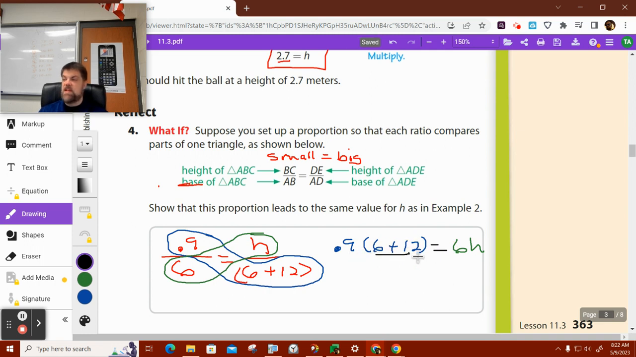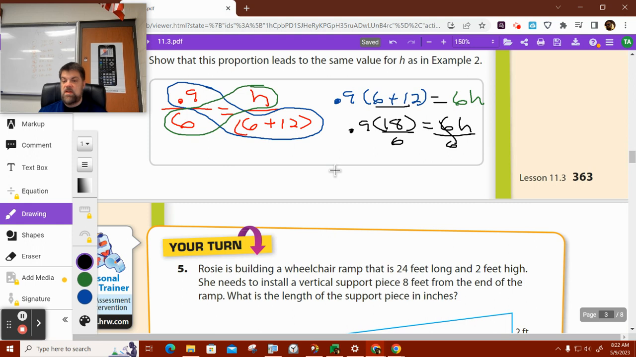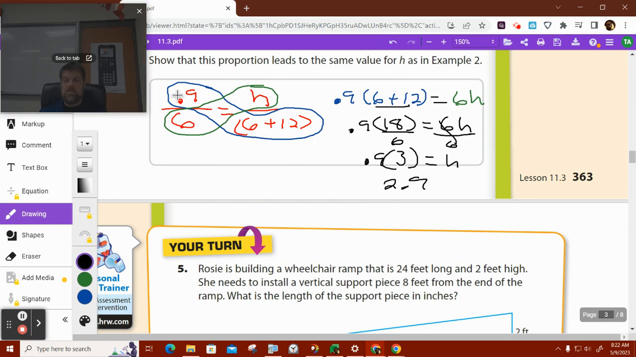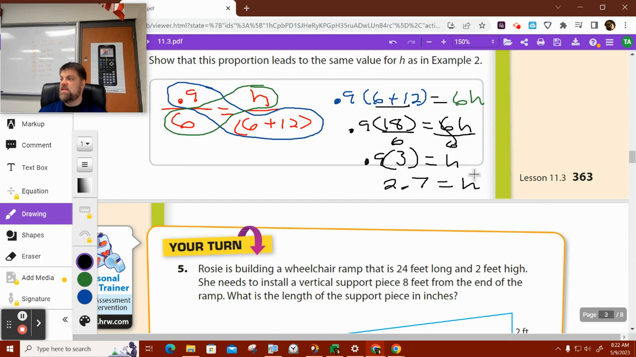So now what's 6 plus 12? 18. Times 0.9 is equal to 6h. Divide both sides by 6. Normally I wouldn't do it this way, but I want you to see it's almost identical to the other problem. So then we end up with 0.9 times what's 18 divided by 6? 3 is equal to h. So you get 2.7. Whoops. So you get the same answer. Does that make sense?